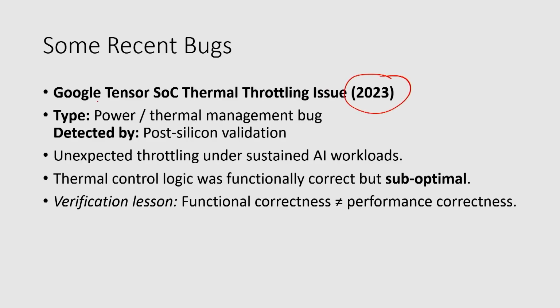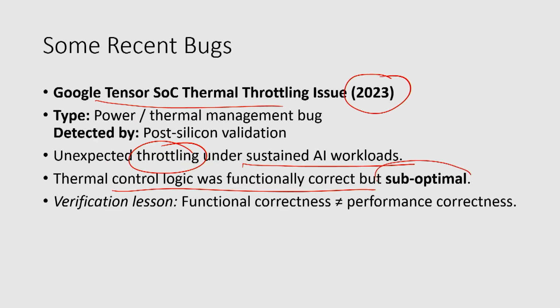It is in the Google Tensor SoC thermal throttling. It's not a serious bug, but the way the thermal management was happening in the Tensor, when it has a lot of AI workload, it was not working correctly, right? So again, it's a control logic bug. It was not implemented properly, or all conditions may not be handled properly, right?